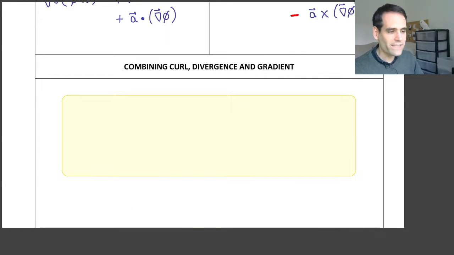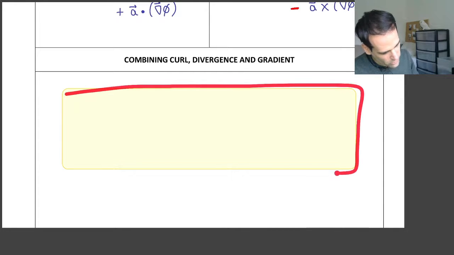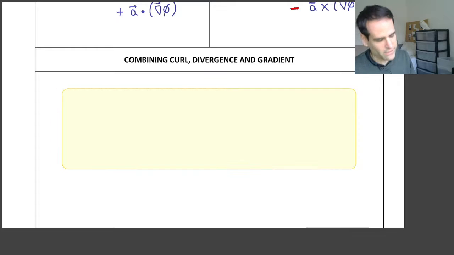Now, what I do ask you to remember, because this is extremely important in physics, it appears very often, is some combinations of the curl, the divergence, and the gradient. And that's why I've written here this yellow box, because this is really, really important. This will appear lots of the times. So what if you calculate the curl of the gradient?